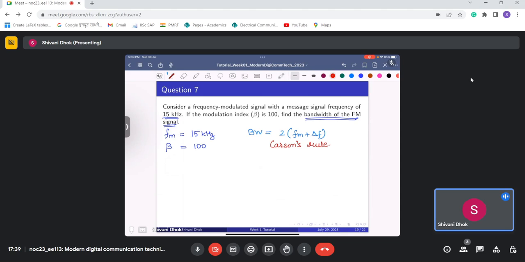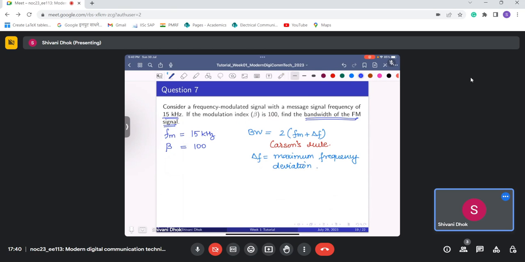Where this delta F is the maximum frequency deviation. Okay, now in order to use this Carson's rule, we have the value of this Fm, but we don't have the value of this delta F. However, we know what is this modulation index.